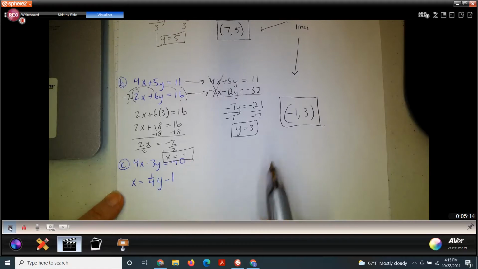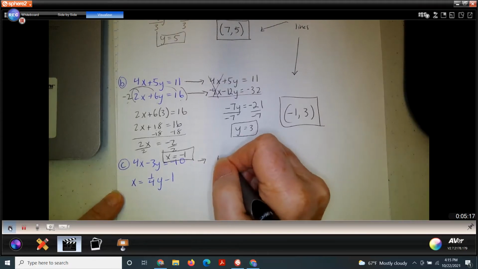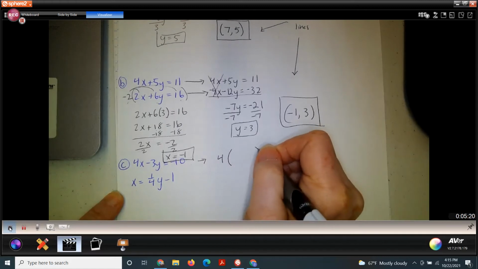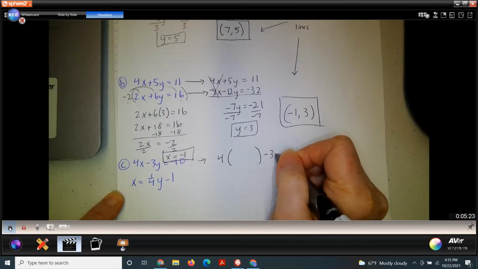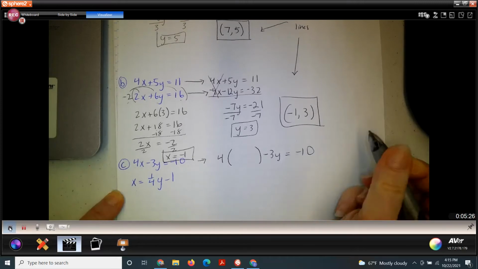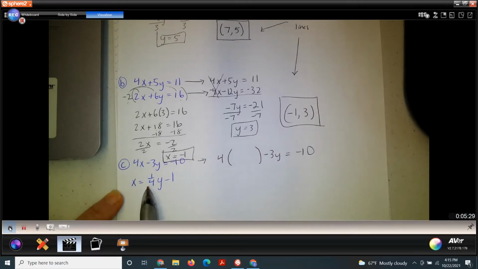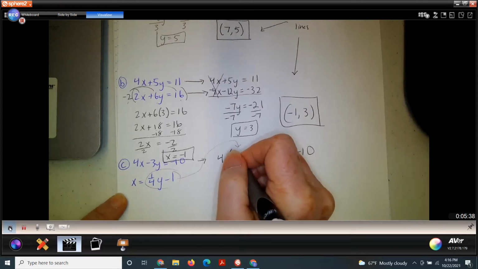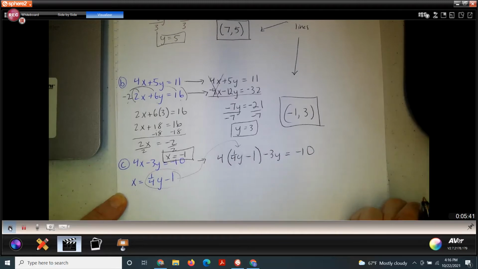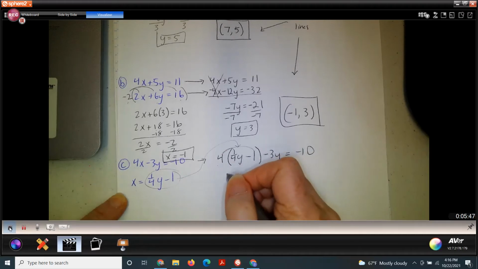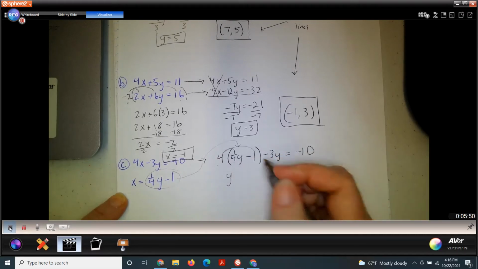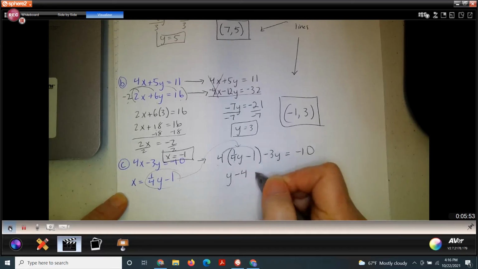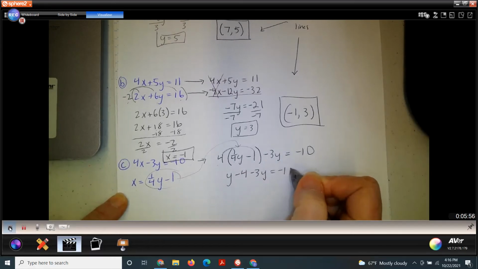So I'm going to rewrite the first equation as 4 times, well, x minus 3y equals negative 10. I left a big blank spot for x because I know down here it says x equals this. I'm going to substitute this in. So this is 1/4 y minus 1. And then I'm just going to multiply out my 4. So 4 times 1/4 is 1, and 1 times y is y. 4 times negative 1 is negative 4, minus 3y equals negative 10.